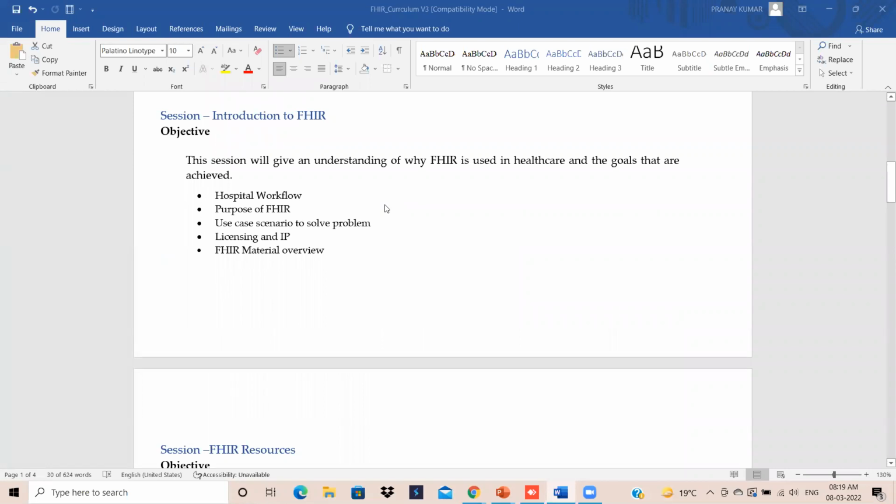As part of the introduction, we'll see the hospital workflow, what the purpose of FHIR is, and what problem FHIR is solving in the current industry. We'll take a look at that, and we'll also talk about a few use case scenarios, and then we'll see where we access FHIR and what FHIR related resources we have. Unlike HL7 version 2, the HL7 organization has done a very good job with FHIR regarding the material it is providing. You have everything out there on the web, freely available. You can go ahead and access it.